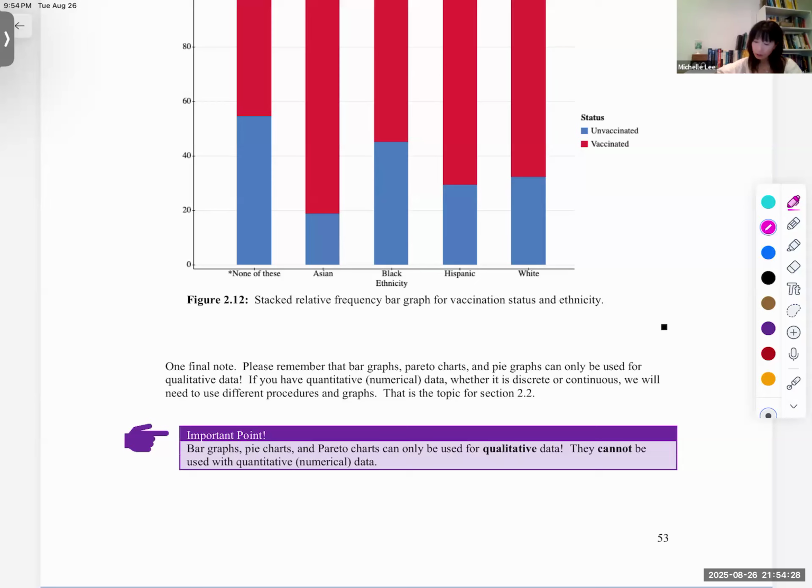Okay, so important point here: bar graph, pie chart, and Pareto chart can only be used for qualitative data. So what was the qualitative data? It's categorical data, right? They cannot be used with quantitative, which is numerical data. Make sense? So this is very important. Yeah. So bar graph, pie chart, and Pareto chart are used for only qualitative data.